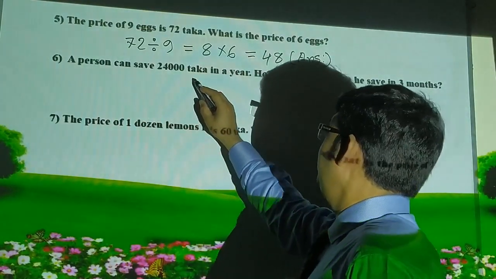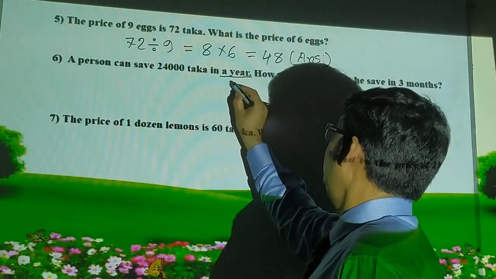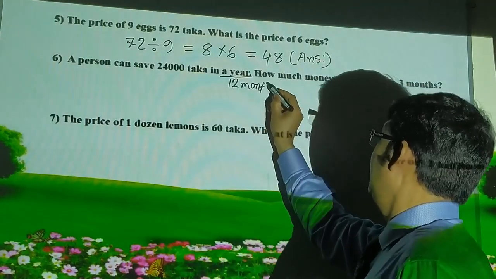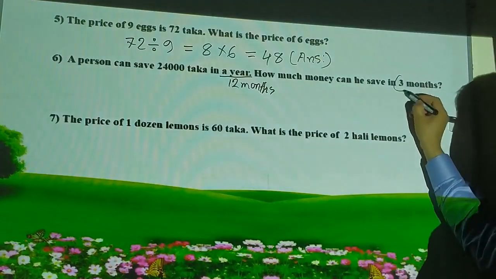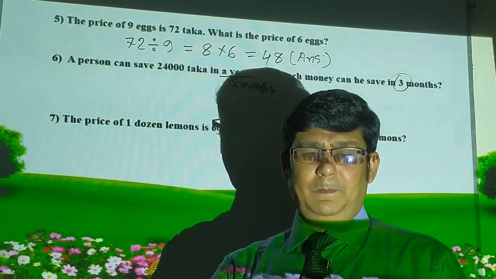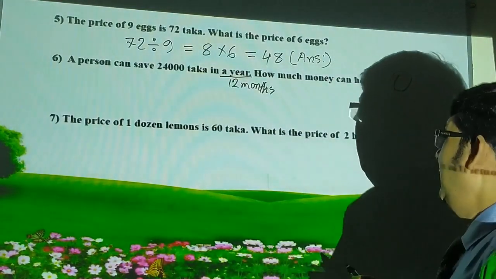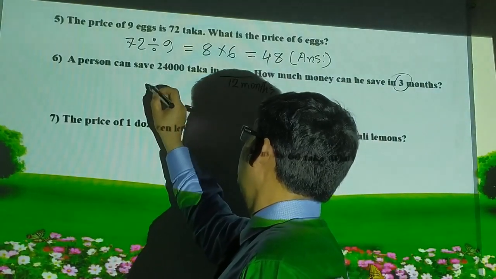A person can save 24,000 taka in a year. Year means 12 months. My dear students, year means 12 months. So, how much can be saved in 3 months? At first, read the question properly. Then try to give the answer. Okay, my dear students. So, in 12 months you save 24,000 taka.